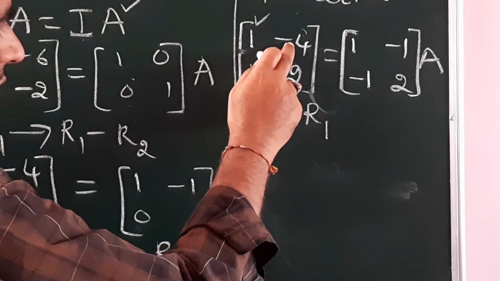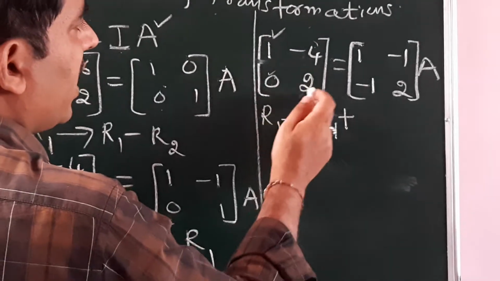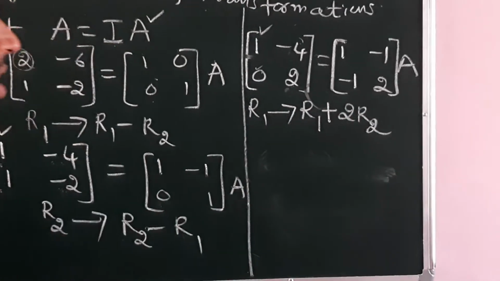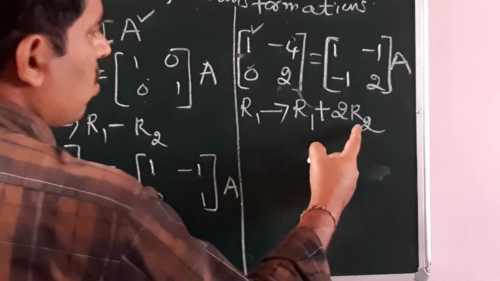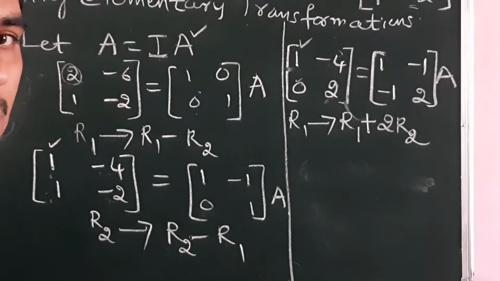So minus 4 is already there. Minus 4 plus 4. So I can add this plus. Before adding this, I have to multiply by 2. That is 2 R2. See, R1 changes to R1 plus 2R2. So this is the basic property of elementary transformation of matrix.